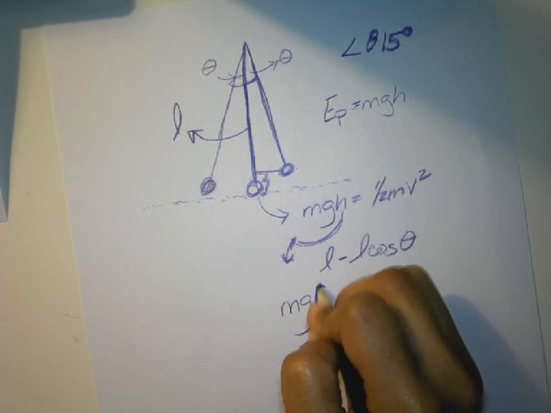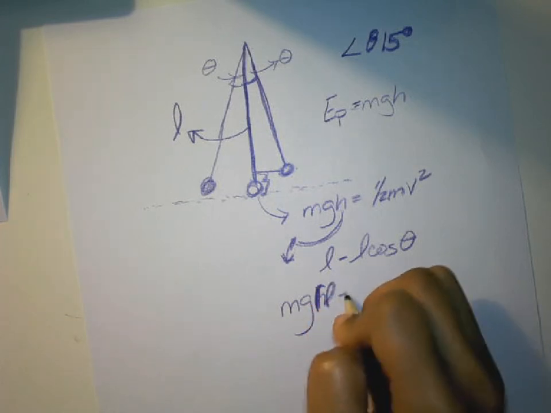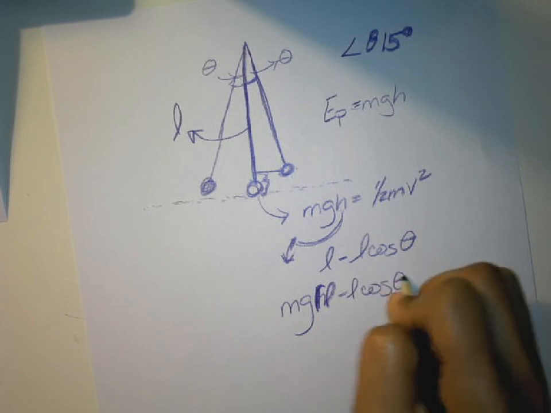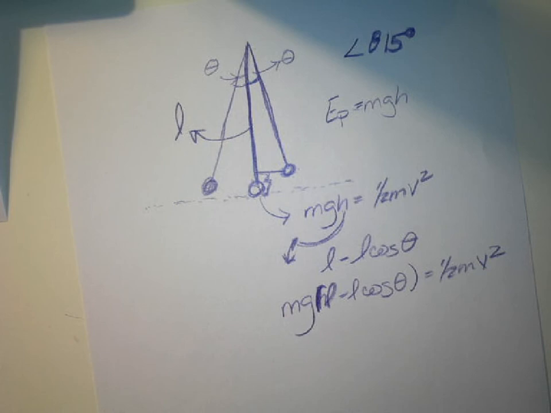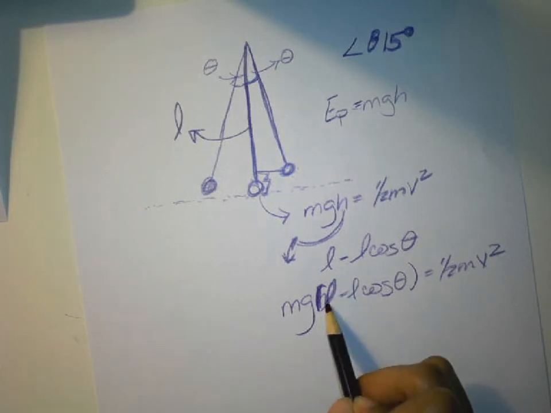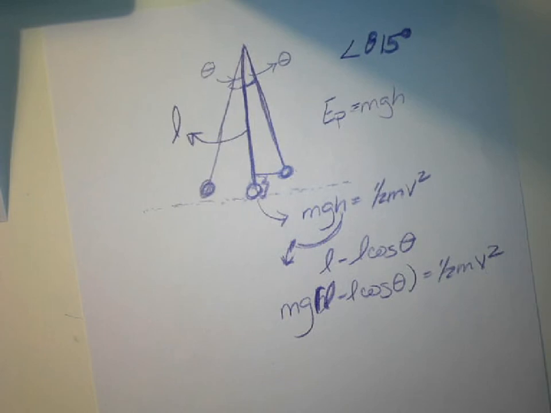and why don't I expand that out to mg times L minus L cosine theta is equal to 1/2 mv squared. So once you get it going and you find out how far it's dropped, you can tell how fast it's going when it passes through equilibrium.